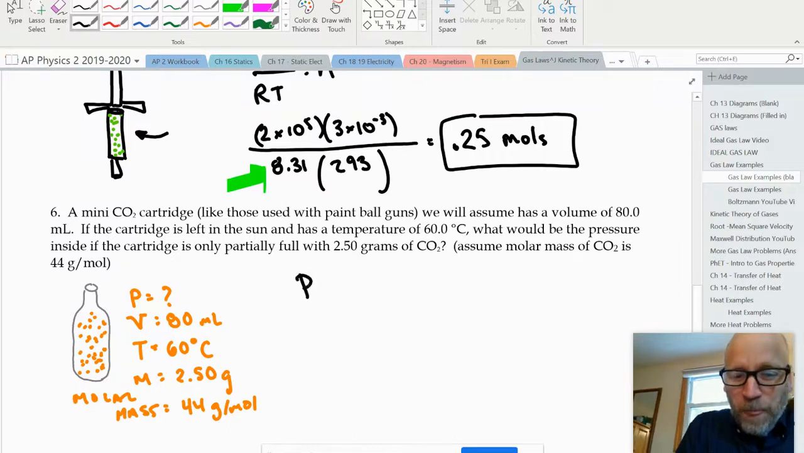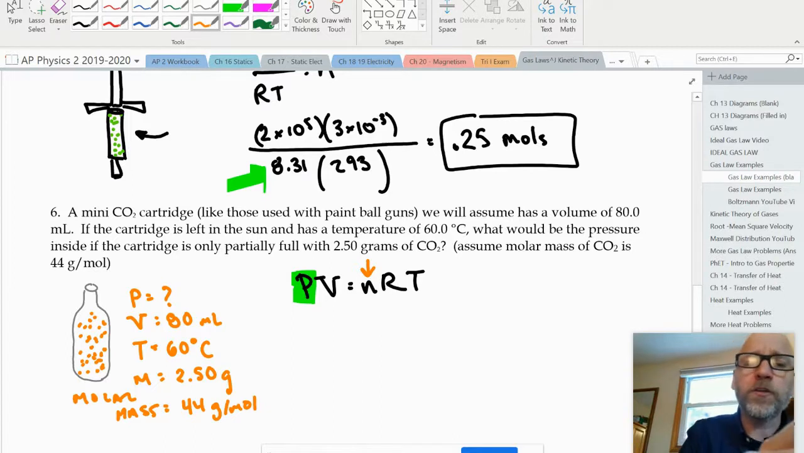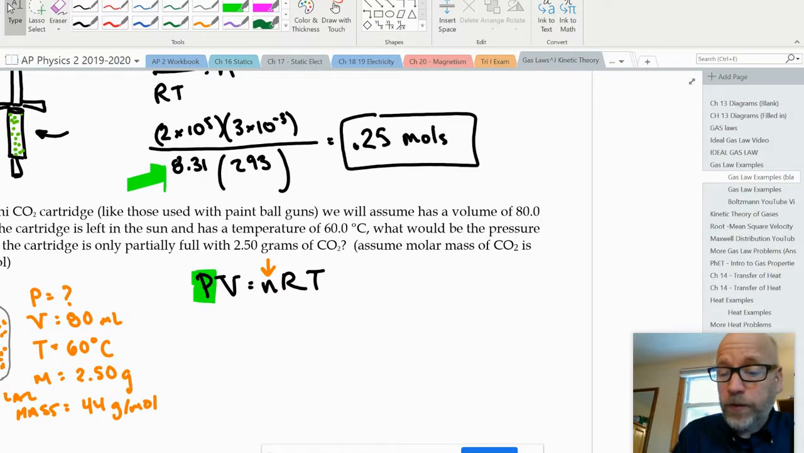Sweet, me too. PV equals nRT. And in order to find the pressure, I first need to find the moles. So you know what? I could do it all in one step, and if you want to go ahead and do that, go for it. But I am going to take a moment and do my dimensional analysis on the side.